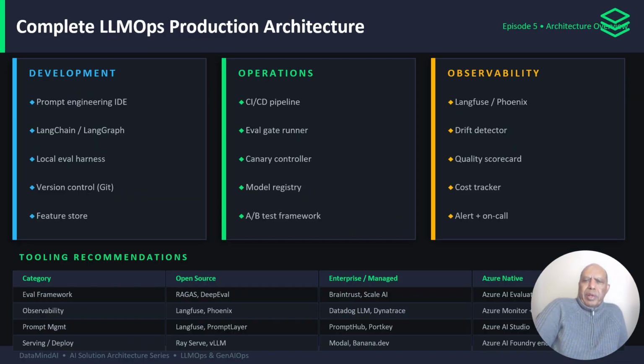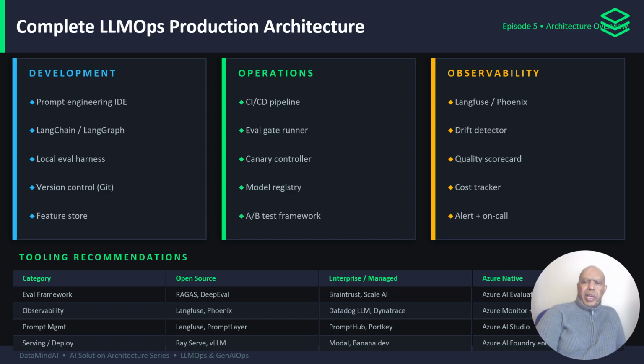Now, let us bring all of this together into a coherent architecture. Again, here we have 3 pillars: development, operations, and observability. This is intentional. DevOps engineers think in these 3 dimensions, and I'm arguing that all AI systems need the same discipline.